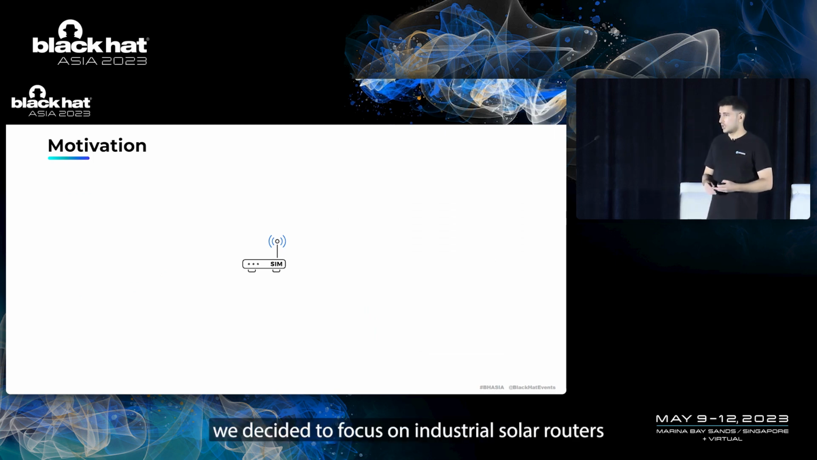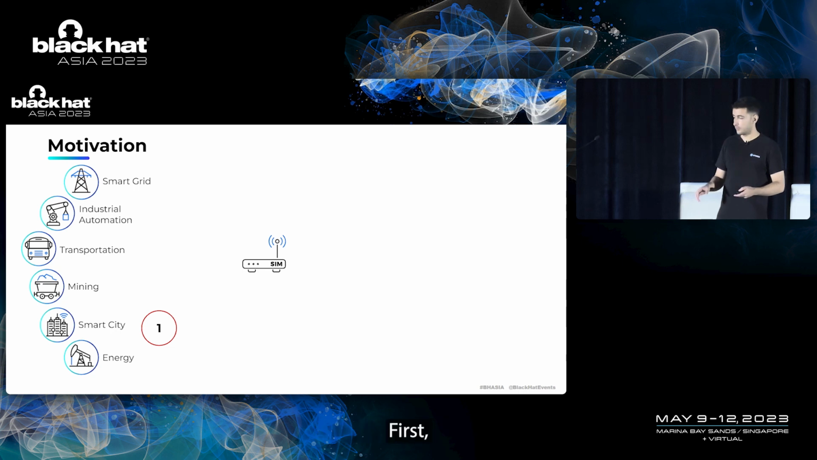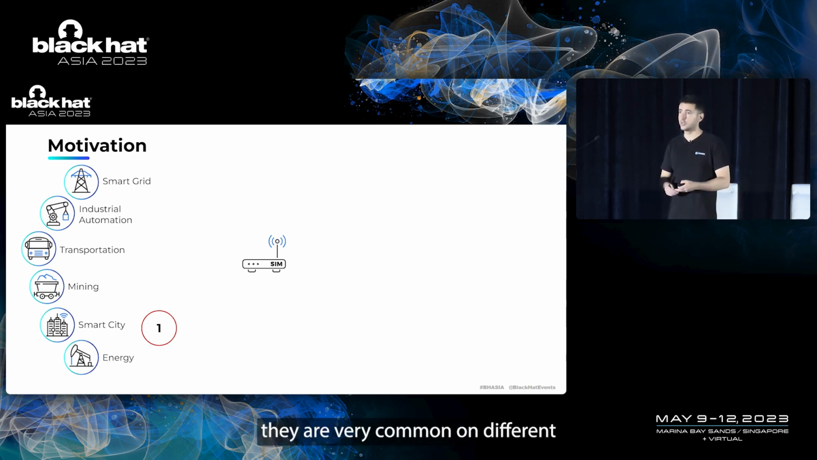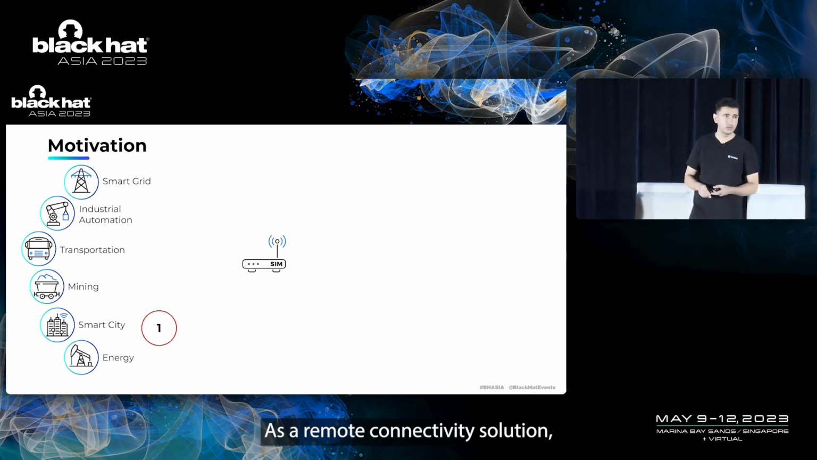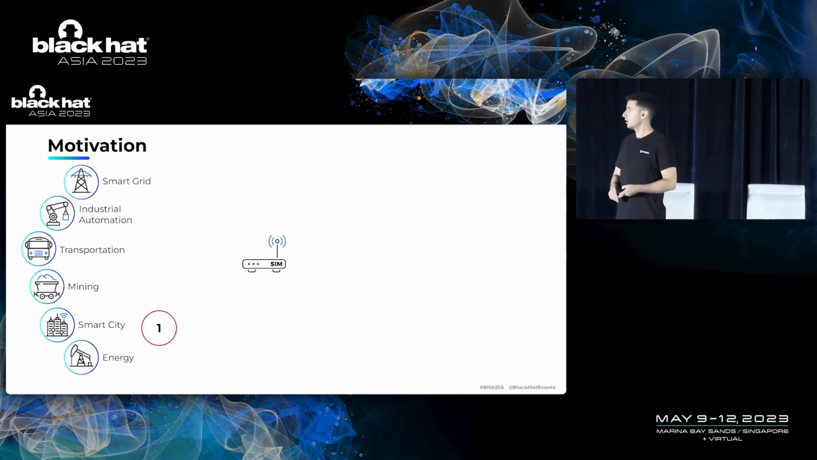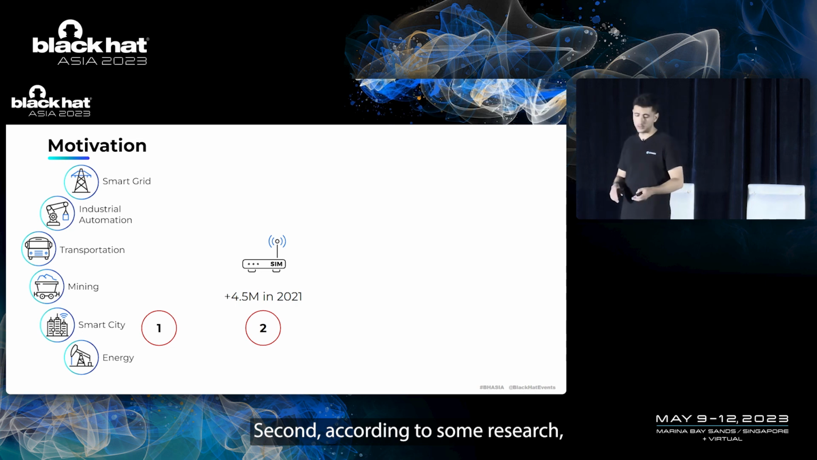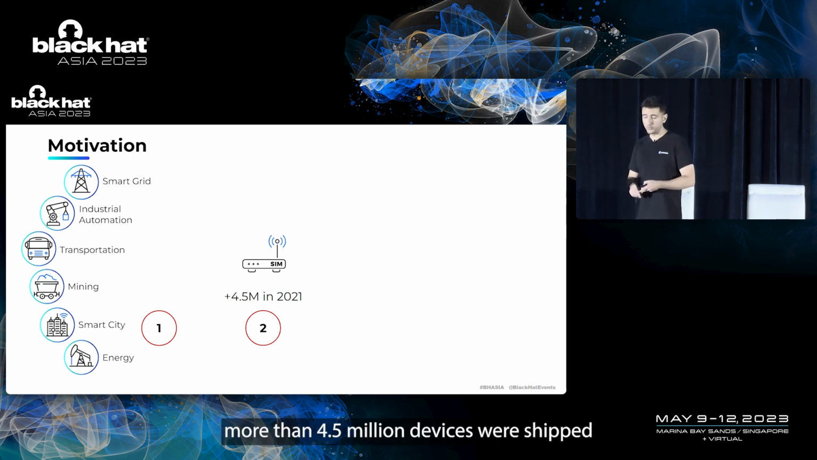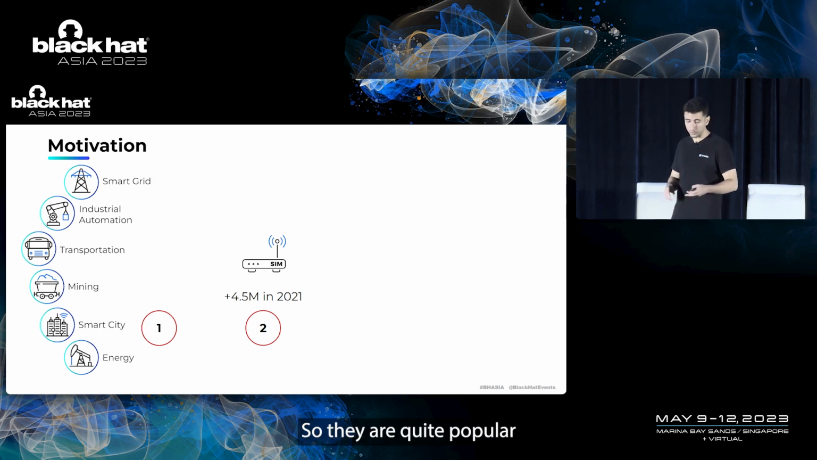So during our research, we decided to focus on industrial cellular routers and gateways as our industrial IoT device for three main reasons. First, they are very common in different industrial sectors and critical infrastructure as a remote connectivity solution. They can be found in substations, water utilities, oil fields, and pipelines. Second, according to some research, more than 4.5 million devices were shipped globally during 2021, so they are quite popular.